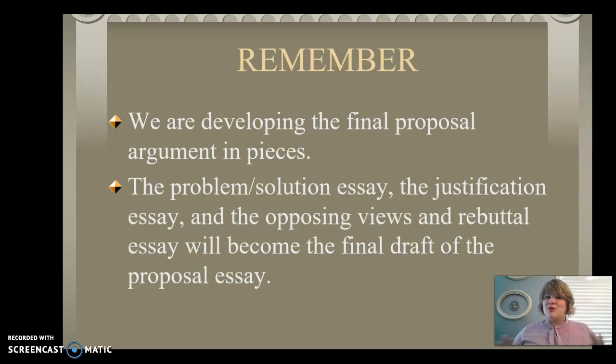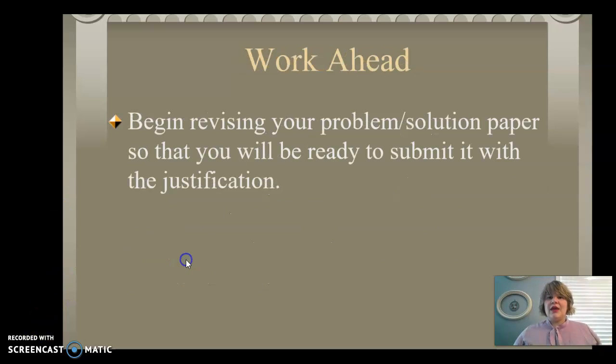One thing to keep in mind, I'm sure you know by now, but I just want to reiterate, we're doing one big paper in 3 sections. The problem solution was the first section. Consider that the introduction. Now we're moving into the justification paper, which is the body of the paper. So you'll present a thesis, and then you'll develop the 3 points of that thesis. And then the final paper, which will be coming up in November, will be the opposition, and then voila, you will have your research paper. So keep that in mind as we go through.